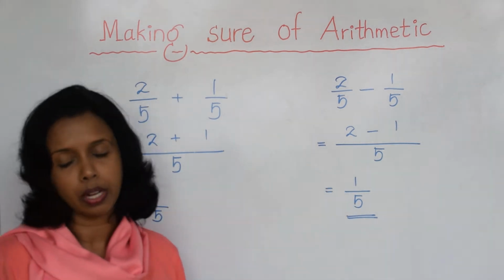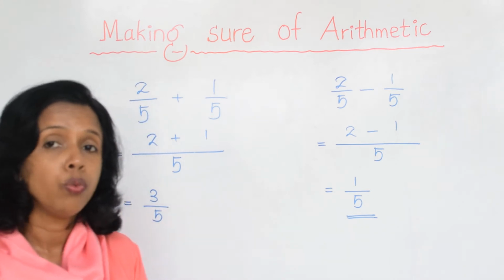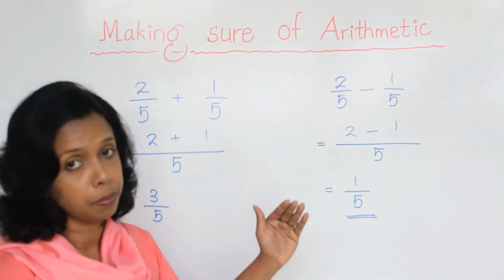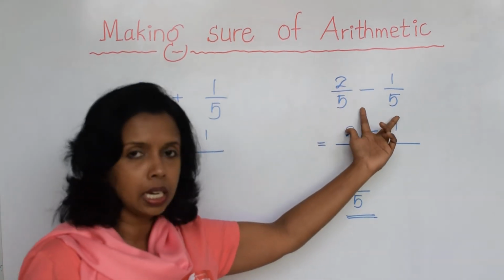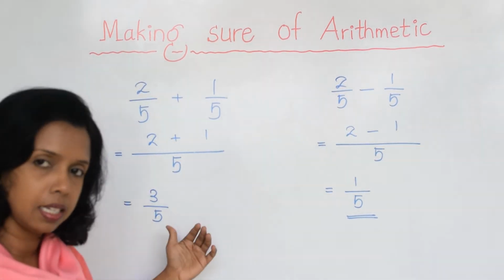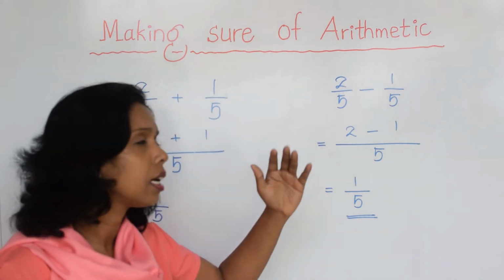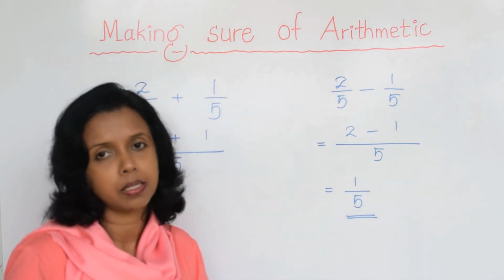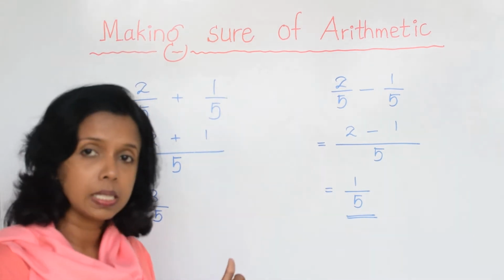It is 1 over 5. Hope everybody understood. So this is how we can do addition and subtraction of fractions. If you have a common denominator, you can take it as it is, right? And you just add the numerators, or you just subtract the numerators. So this is very simple. But the problem is not this.